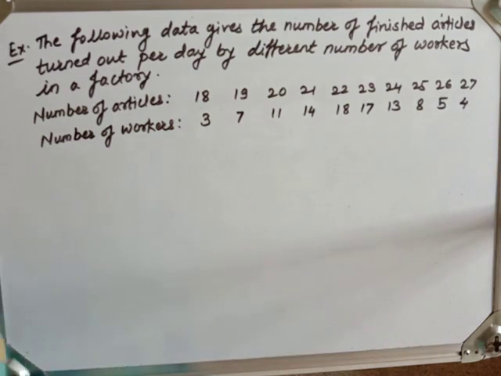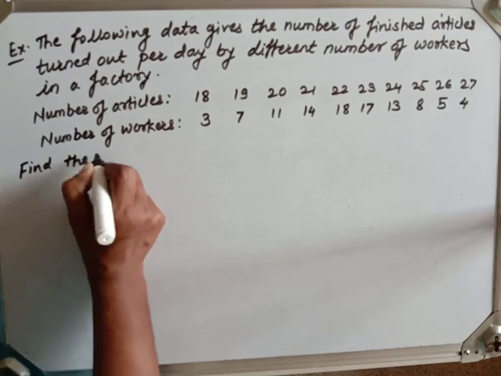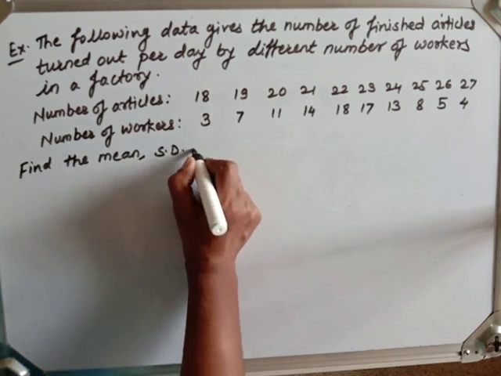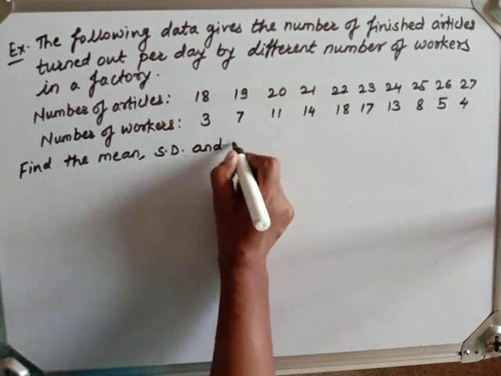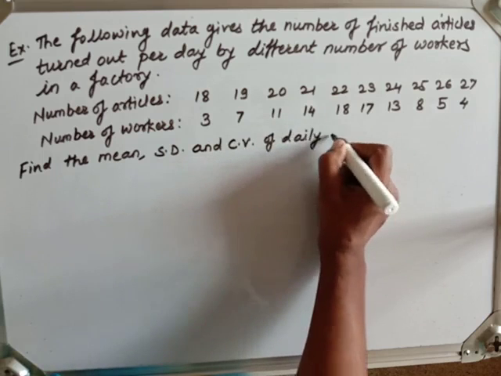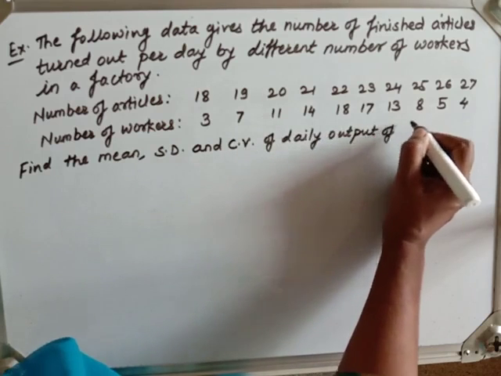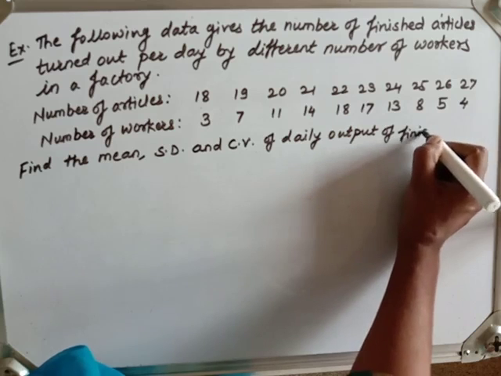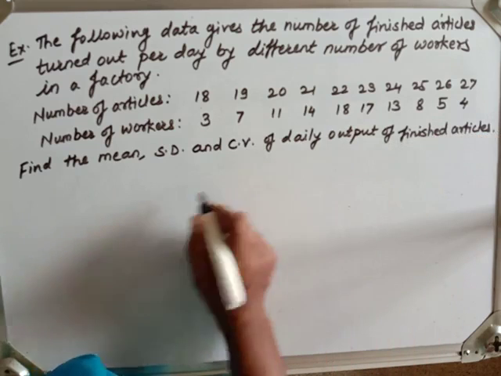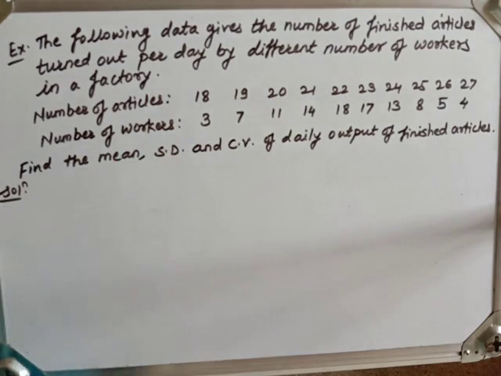Now the question is to find the mean, standard deviation and coefficient of variation of the daily output of finished articles. Okay, so let us do that. Discrete frequency distribution is this, so we need to prepare a table here.